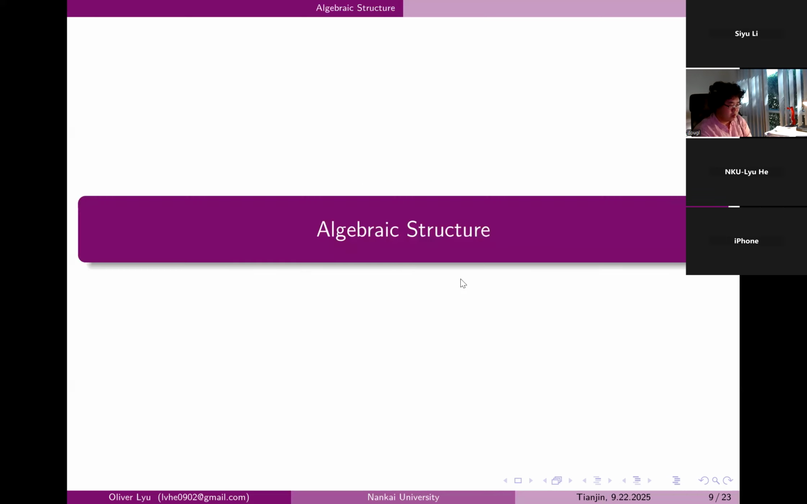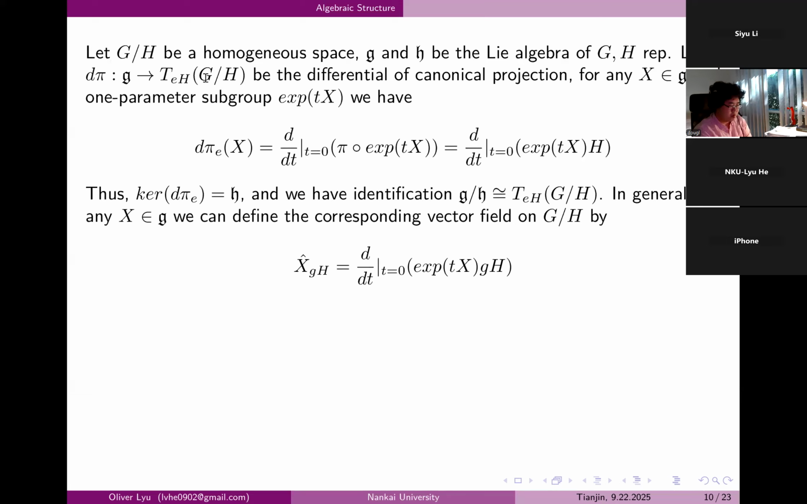Okay. With those things, we might introduce some algebraic structures on it. In the algebraic setting, G mod H being a homogeneous space, we get a Lie algebra G and a subalgebra H. And then for the canonical projection, we use the differential of it. It works on the Lie algebra G to the tangent space at identity.